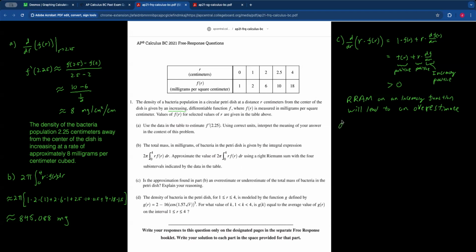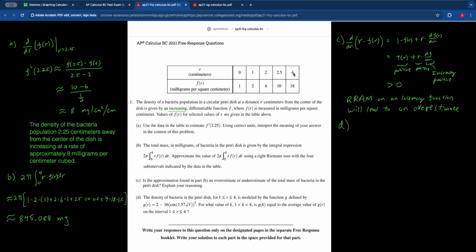So over here, let's take a look at D. The density of bacteria in the Petri dish for R between 1 and 4 is modeled by a function G defined by that monstrosity, okay? For what value of K, where K is also between 1 and 4, is G of K equal to the average value of G of R on this interval? Okay, so again, this is a calculator question. You're going to have to use a calculator, but essentially they're just saying, can you find the average value for me, right? That's all they're saying here.